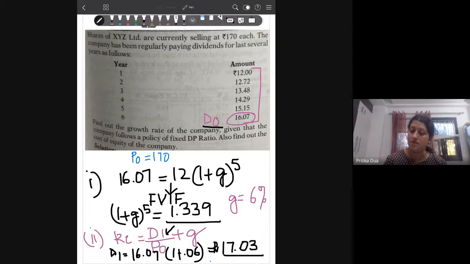P0 is given as 170, and the answer is coming to 16.02. $17.03 divided by 170 plus 6% growth rate, 0.06. So the answer comes to 16.02%.